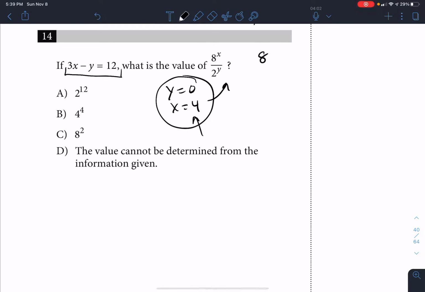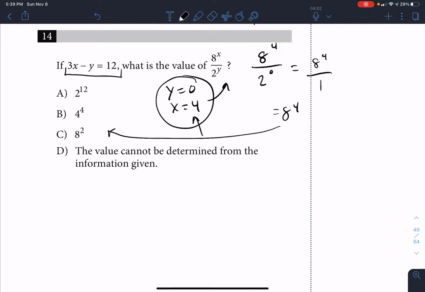So we have 8 to the power of 4 over 2 to the power of 0. We know anything to the power of 0 is 1, so our answer is just 8 to the 4 over 1, which is just 8 to the 4. Okay, obviously it doesn't match anything here, so let's rewrite this so that it does match. Another way of writing 8 to the 4 is you can say this is 2 times 2 times 2, we just broke that up, to the power of 4.